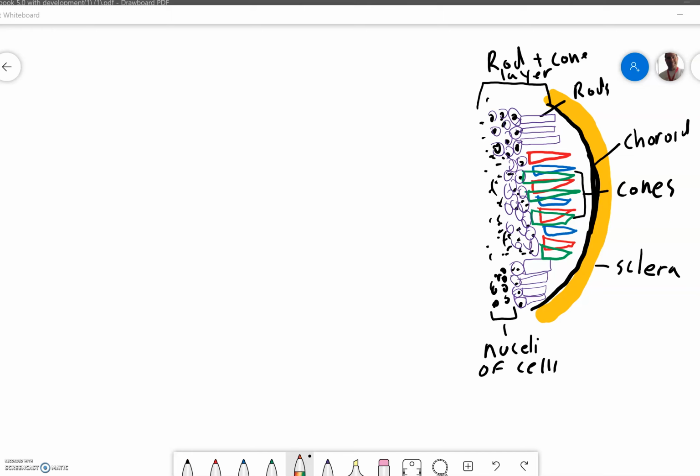Our next layer is our bipolar cell layer. Now, bipolar cells look like this. They're going to have a central cell body, a dendrite, and an axon. Now, they are going to be different over here, where the rods and cones are.